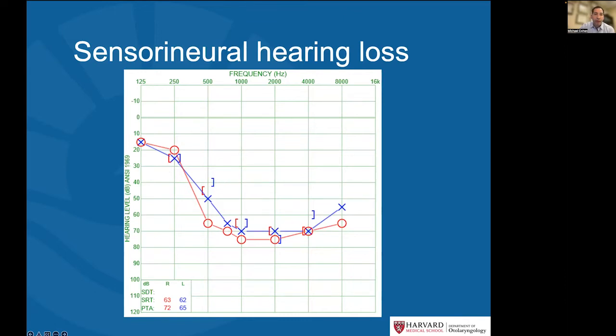We see that the air conduction thresholds are down here in the moderate to moderately severe range, and these little brackets are lining up with those air conduction thresholds, meaning it doesn't matter whether the sound is going through the ear canal or vibrations are being sent directly to the cochlea. We hear it at the same level either way. So that tells us that the problem is in the inner ear.